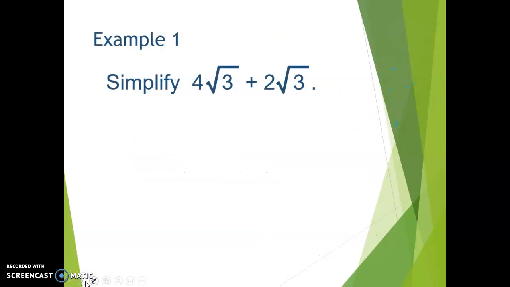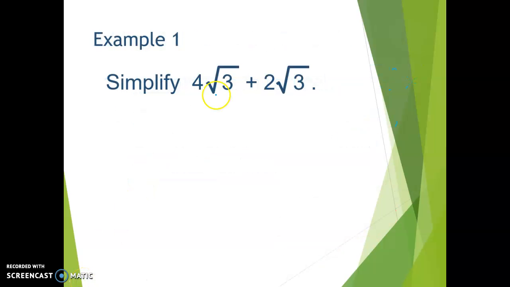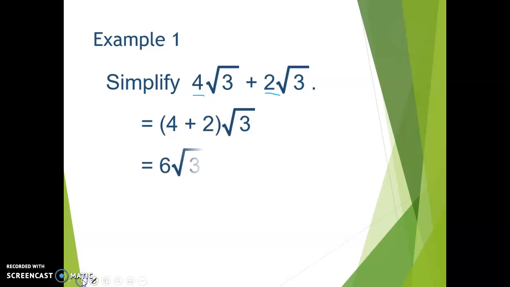So let's try a few of these together. We want to simplify 4 root 3 and 2 root 3. According to our first step, we want to simplify our radicals. Well, we can't simplify the square root of 3, so it's as simple as we can make it. Step 2, if you remember, is combine like radicals by adding or subtracting their rational factors. Here are the rational factors, so we're going to just combine those. 4 plus 2 times the square root of 3, and we get 6 square root of 3.